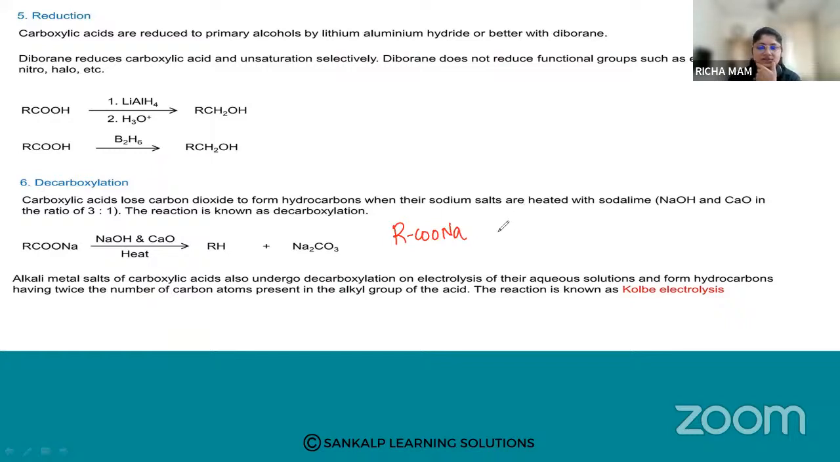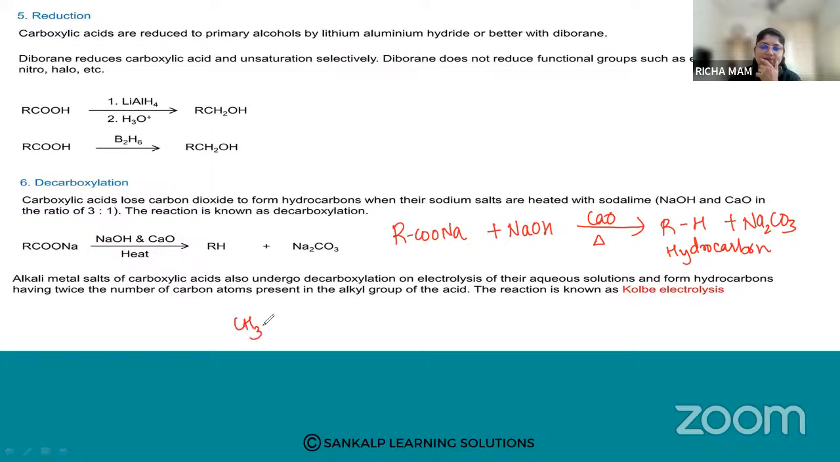RCOONa, this is the sodium salt of carboxylic acid, plus NaOH in the presence of calcium oxide. You're going to heat it with soda lime and you're going to get a hydrocarbon plus Na2CO3. So carbon dioxide gas will escape. So what you're going to get is a hydrocarbon.